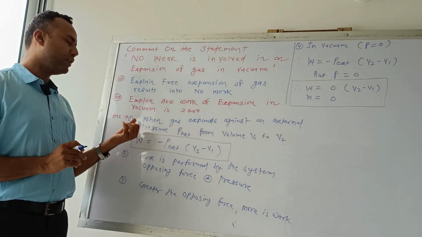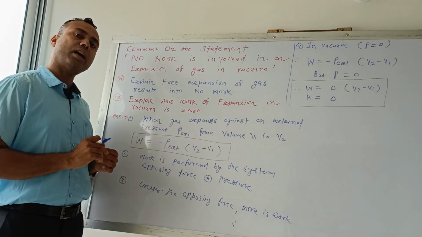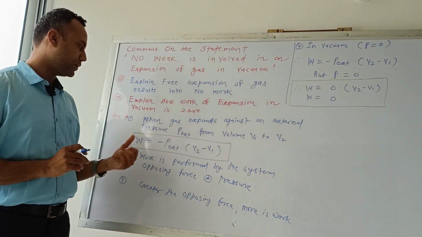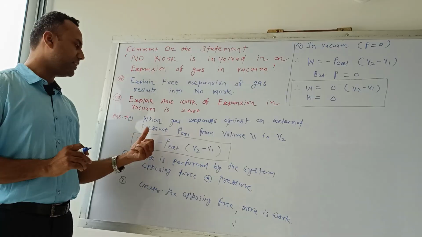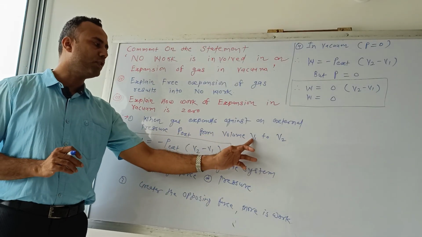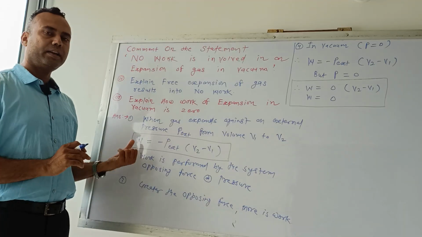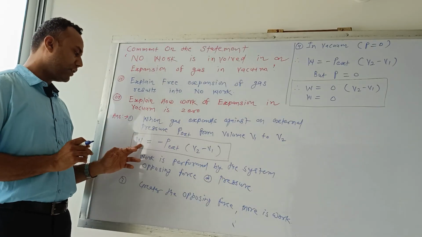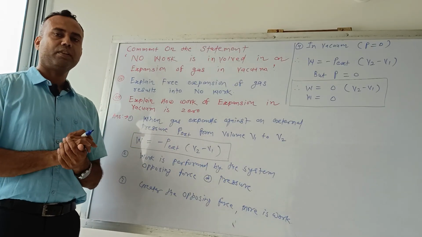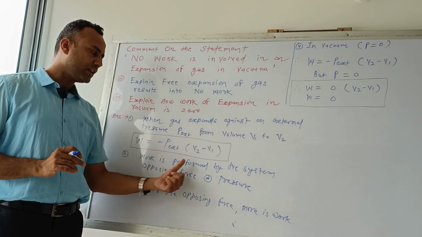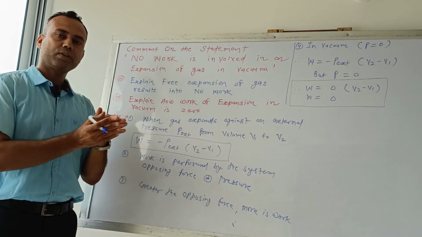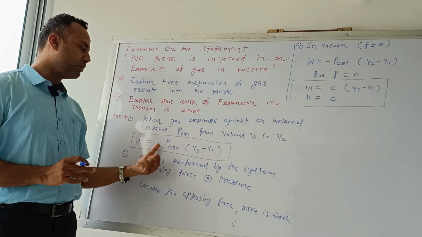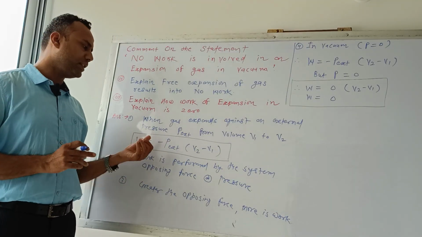First of all, we will recall the derivation we derived in the last video, that W is equal to minus P external (V2 minus V1). This is when gas is expanded against an external pressure P external from initial volume V1 to final volume V2. The same expression, W is equal to P external (V2 minus V1), applies for compression of gas. Expansion of gas means work is done by the system on the surrounding, and hence W is negative. We have already done this in the last lecture.